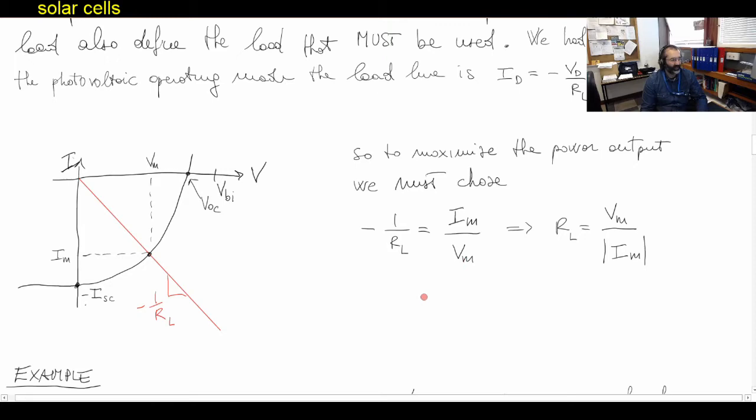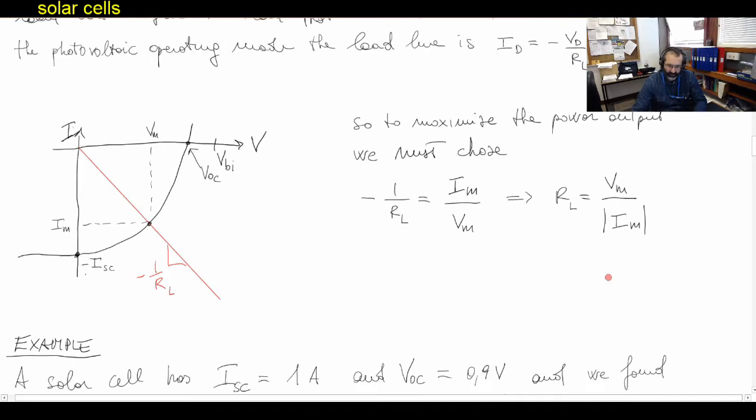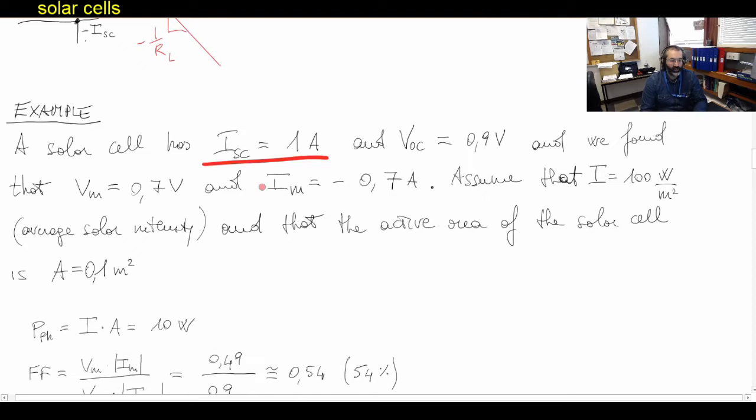There is no choice. This is the only way to make sure that the final device will have this as operating point. And so RL must be, and I stress must be, Vm over Im for that specific solar cell. So, for example, let us say that a solar cell has ISC equal 1 amp and an open circuit voltage of 0.9. And say that we found, somebody gave us the data, that the optimum conditions that maximize the output power toward the load are Vm 0.7 volts and Im minus 0.7 amp.